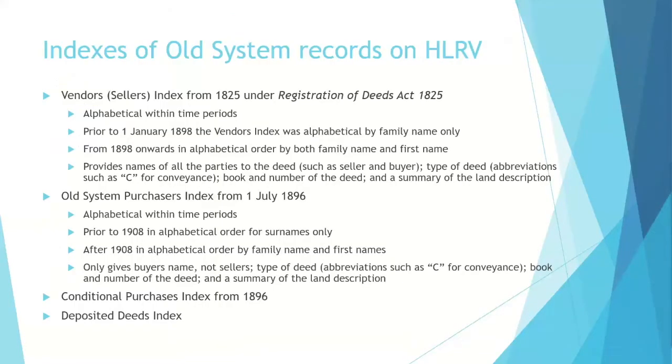Now, there are indexes on Historic Land Record Viewer. There's a vendor's index to old system. There's a purchase index that only starts in 1896. There's a conditional purchase index that's 1896 and a deposited deeds index. I should just warn you that particularly with the vendors prior to 1898 and the old system purchases prior to 1908, they're not strictly alphabetical. So they'll be alphabetical for surnames only and then basically in date or number order.